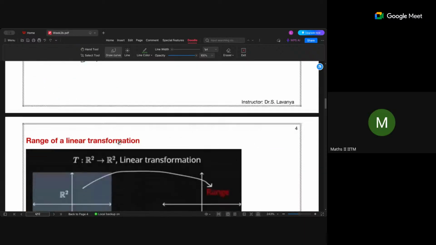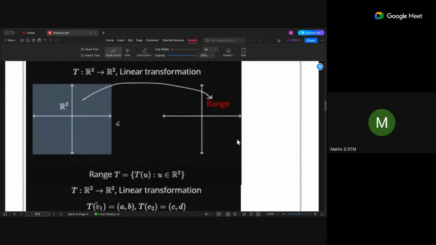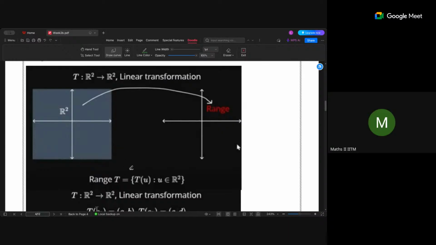So the exact same definition applies for a linear transformation as well. So the range of T is the set of all Tu such that u is in R2. Here this R2 represents the domain of T.